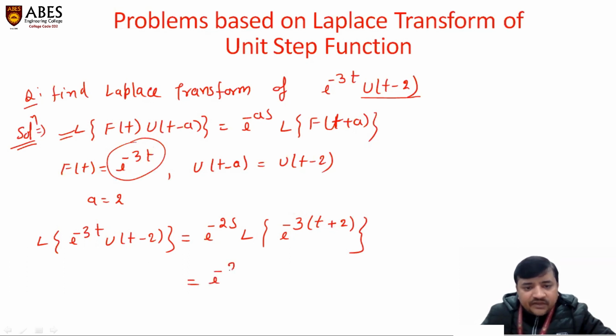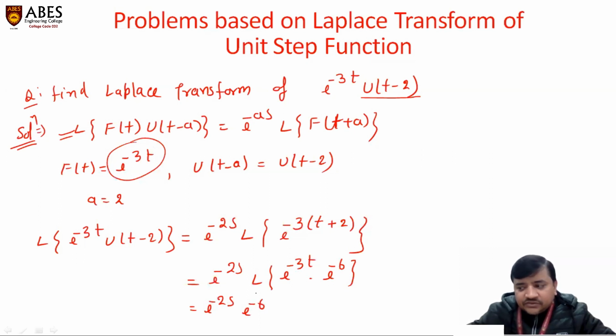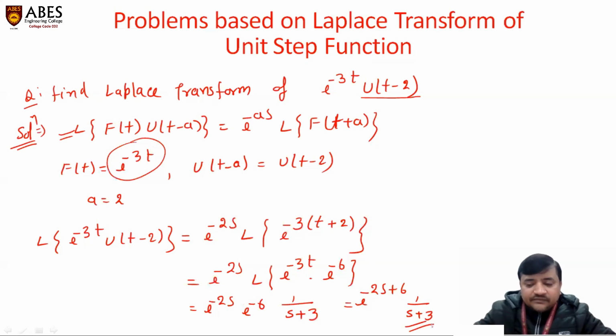So it will be e to the power minus 2s times the Laplace transform of e to the power minus 3t into e to the power minus 6. E to the power minus 6 may be taken outside, and the Laplace transform of e to the power minus 3t is 1 upon s plus 3. So it may be given as e to the power minus (2s plus 6) times 1 upon s plus 3. That's your answer.